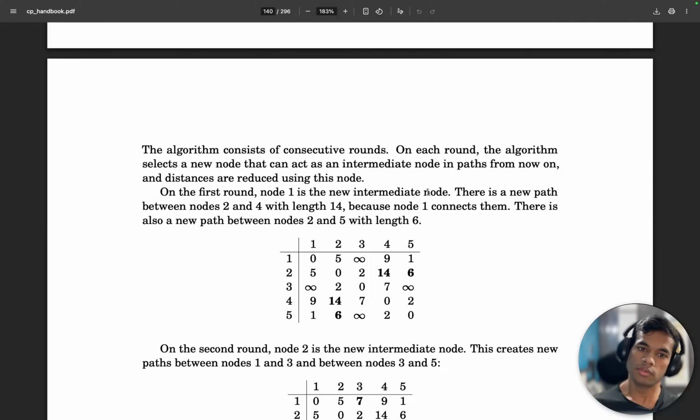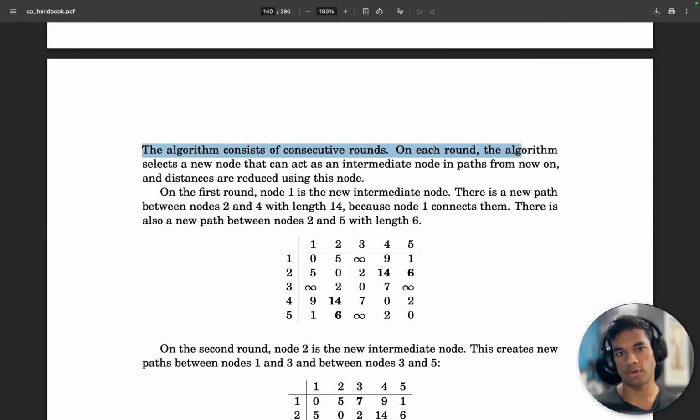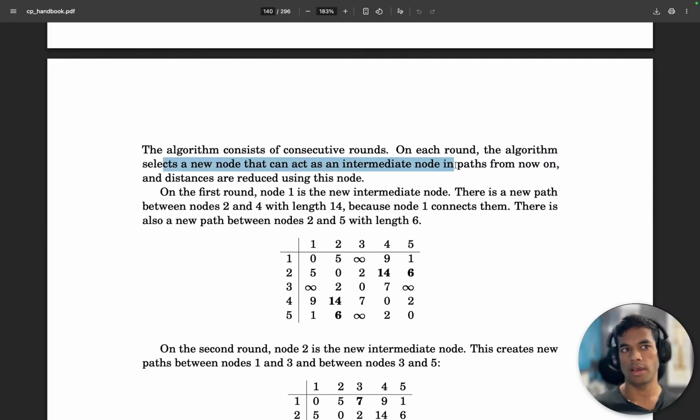Okay, so the algorithm consists of consecutive rounds. On each round, the algorithm selects a new node, not an edge, but a node that can act as an intermediate node in paths from now on, and distances are reduced using this node. But if there are, let's say, n edges connected to node i, then we will have to pair up every single edge with every other edge. Time complexity is n squared in that case, but that would be the case if everything is connected to just this singular node.